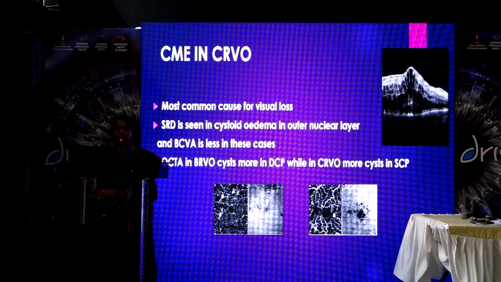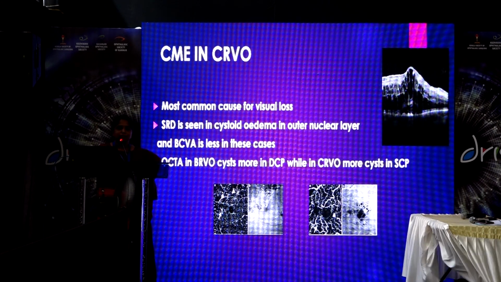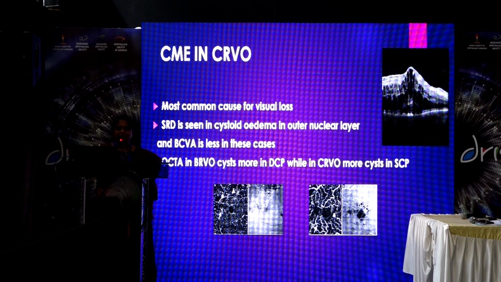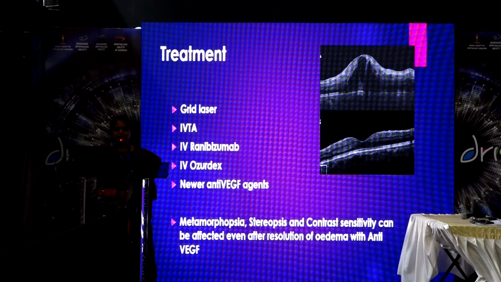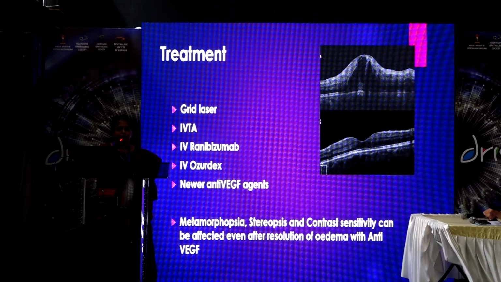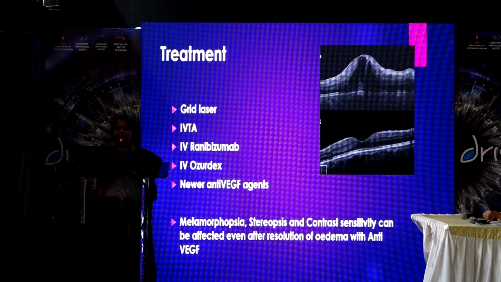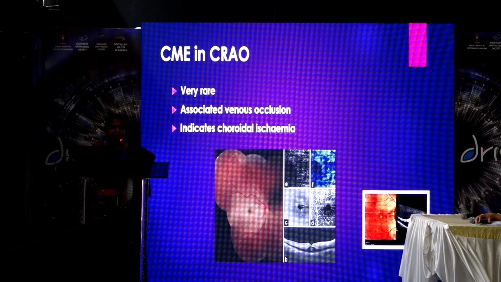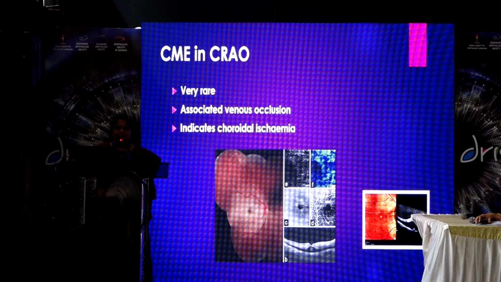OCTA shows more cysts in the superficial capillary plexus in CRVO, but more in the deep capillary plexus in BRVO. These are the OCTA findings. For treatment, again, you can give intravitreal steroids, anti-VEGF, newer anti-VEGFs, or Ozurdex. But even if the macular edema becomes normal, other factors like metamorphopsia, stereopsis, and contrast sensitivity may not improve even after your injections. CME in CRAO is actually very rare. If it is seen, you should rule out an associated venous occlusion, and also rule out choroidal ischemia.